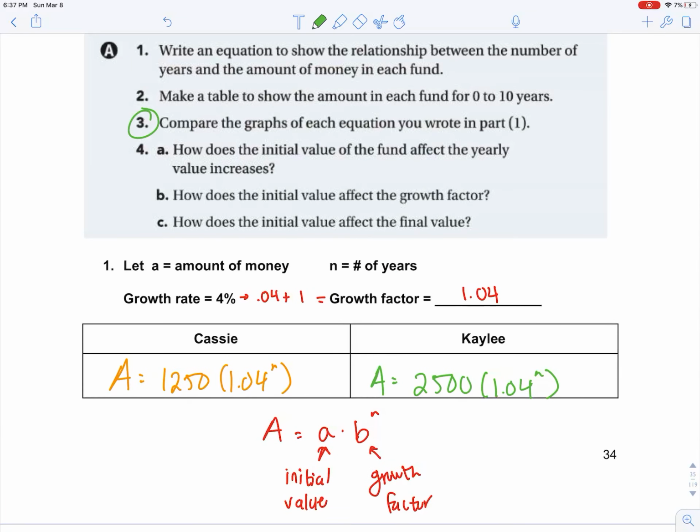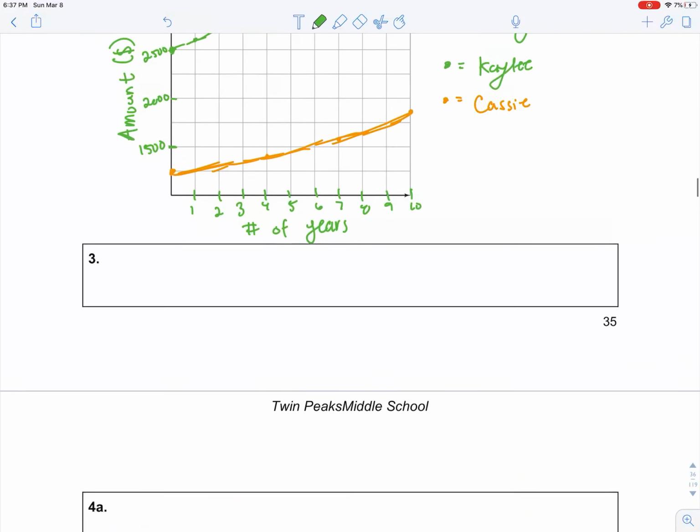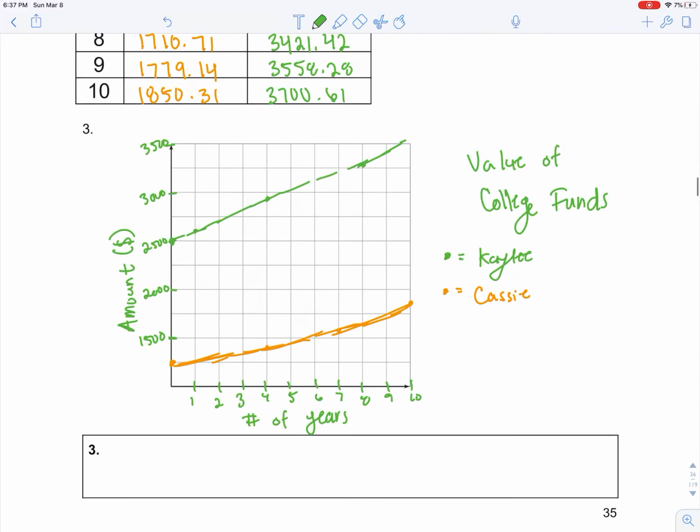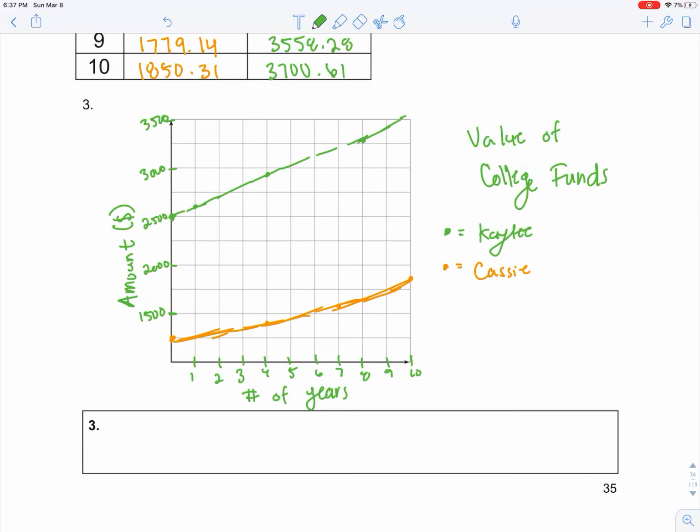Okay, so let's take a look at the questions again. So it says, compare the graphs. So question number 3, compare the graphs of each equation you wrote in part 1. So right off the bat, I noticed that Kaylee's graph is higher than Cassie's.